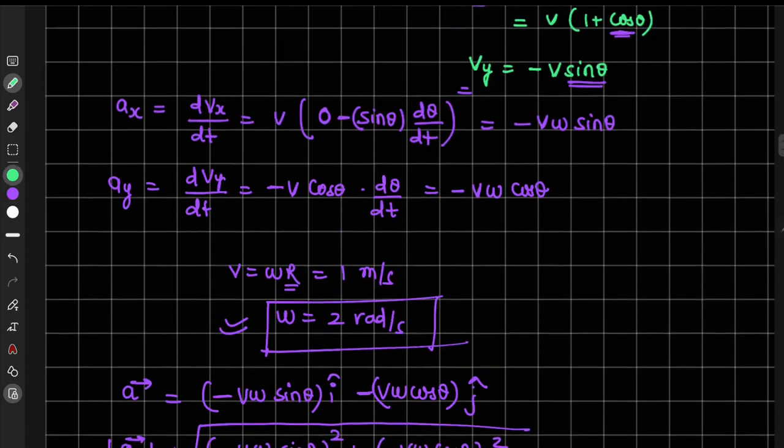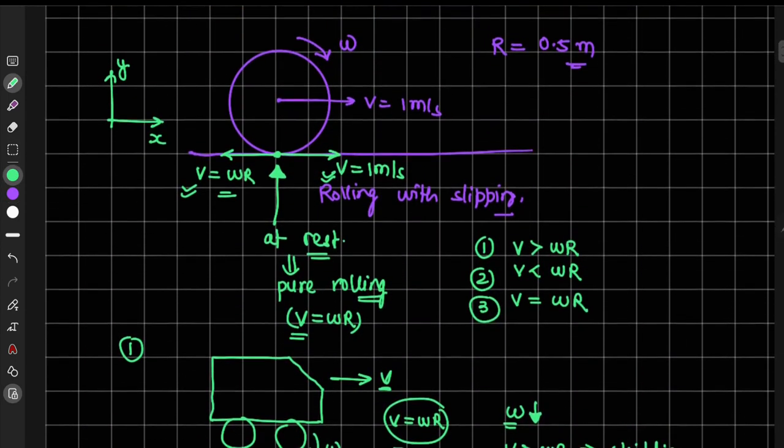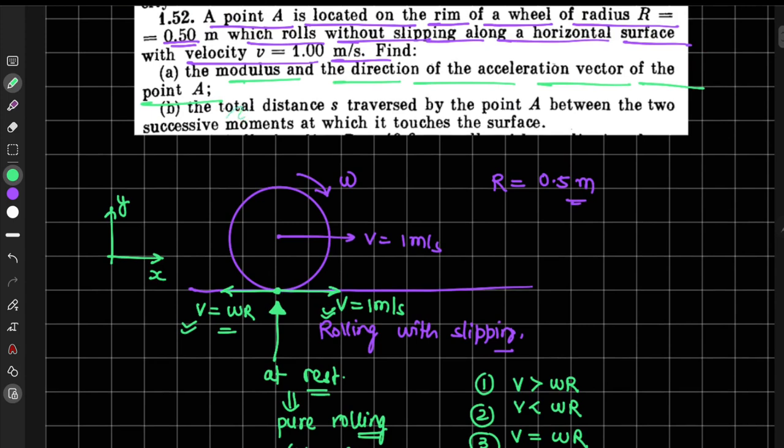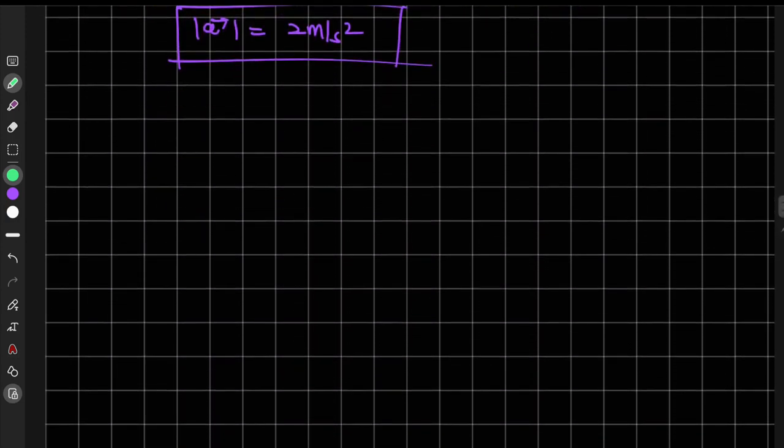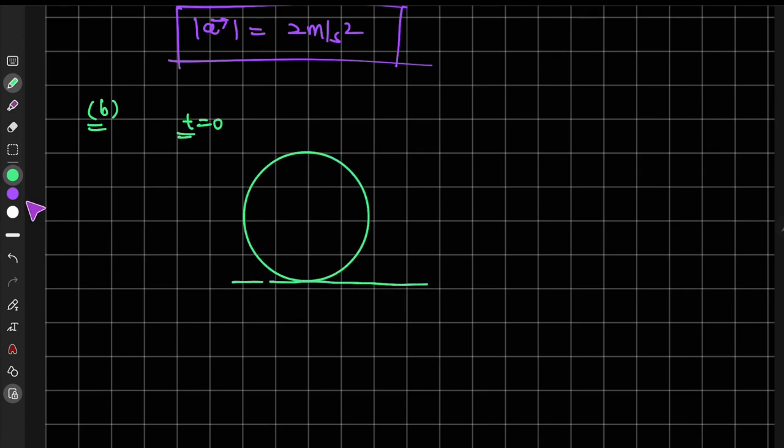Now let us talk about the second part of the problem. In the second part, it is asking to find the total distance traversed by the point A between the two successive moments at which it touches the surface. So let us say at the time instant t is equal to 0, point A was touching the surface.